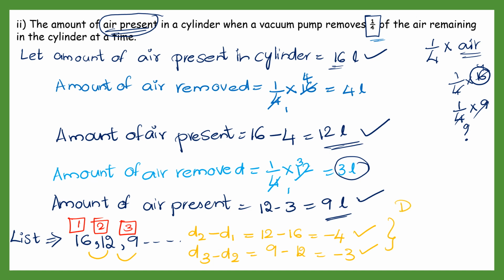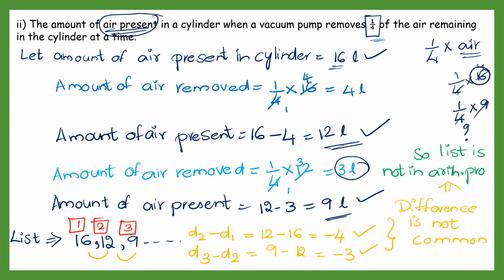The difference is not common. The difference is not the same here. So you can tell that the list is not in arithmetic progression. So the given situation does not help us to make an arithmetic progression. This is the answer.